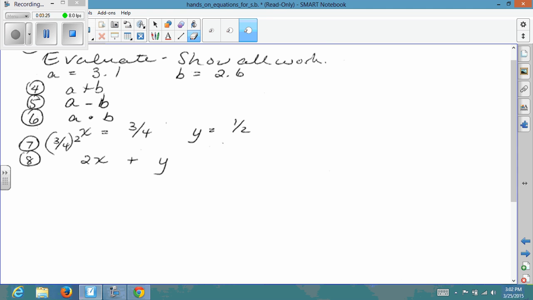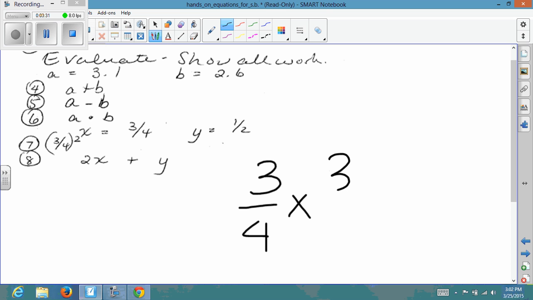But this means 3/4 times 3/4, because remember, when you square a number, it means that you use your base, the 3/4, as a factor twice, not times 2, twice. So you do the math on that.